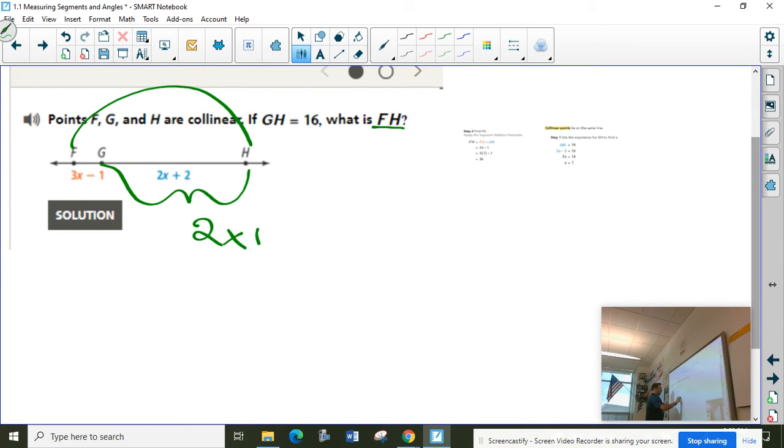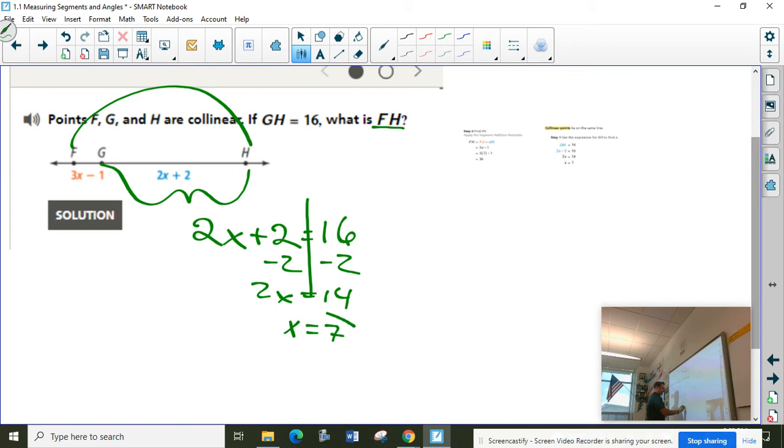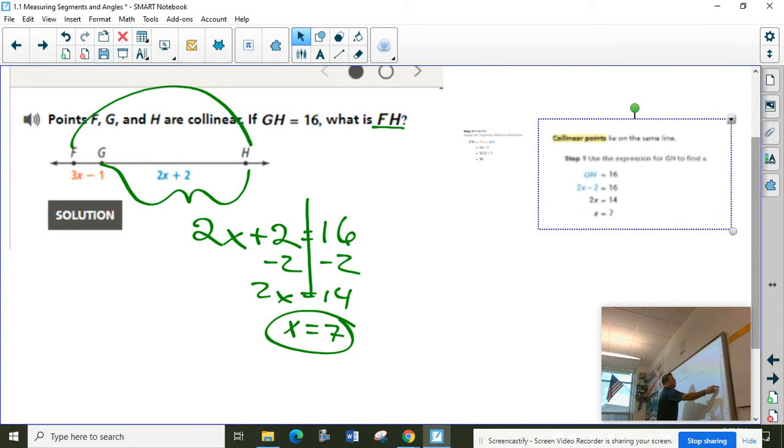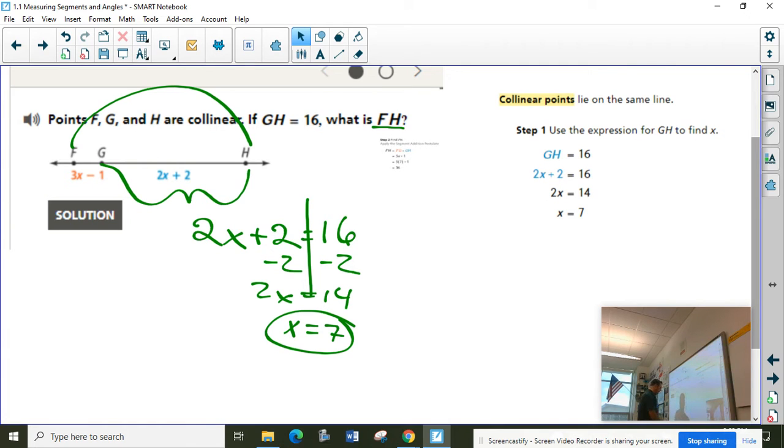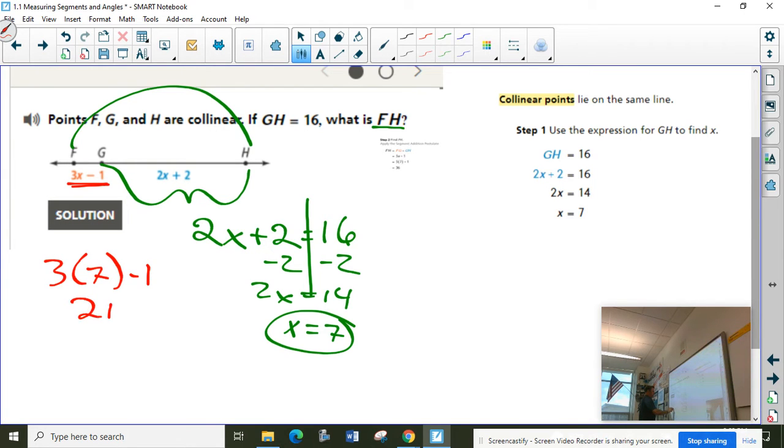So we take 2x plus 2 equals 16. We subtract 2 from both sides. And we get X equals 7. Okay, so we know X equals 7. And if my handwriting isn't great for you or whatever it might be, there they go. So now what we have to do, we have a couple options here. You can take the number 7 and plug it in for this equation. So you would do 3 times 7 minus 1, which gives you 21 minus 1, which gives you 20.